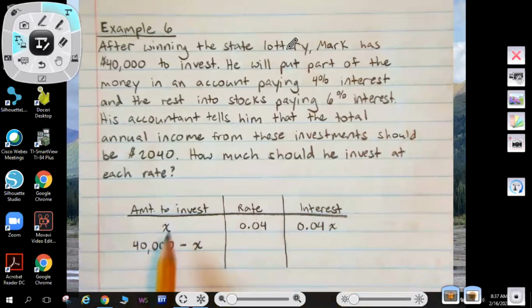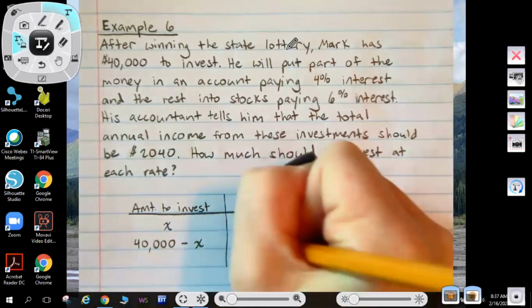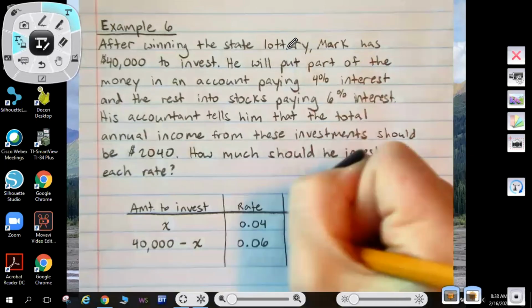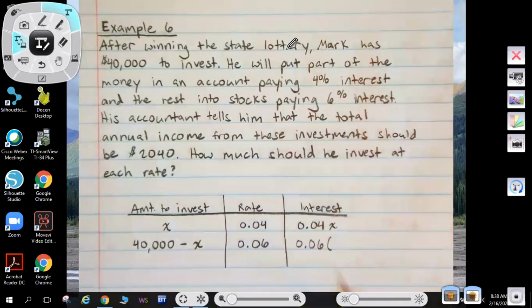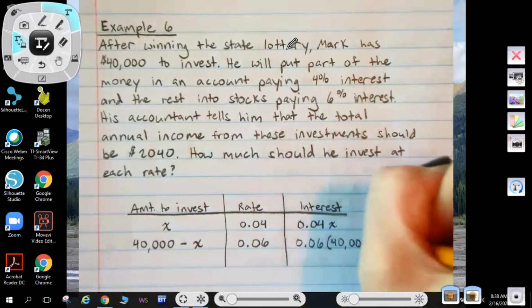Okay, so we've got some amount invested at 4%. The rest, which is the amount we started with minus the amount we just invested in the other account, is invested in stocks that pay 6% interest. So our rate is 0.06. So then the interest made from this investment is the rate, 0.06 times the amount that he invested, which is the 40,000 minus X.